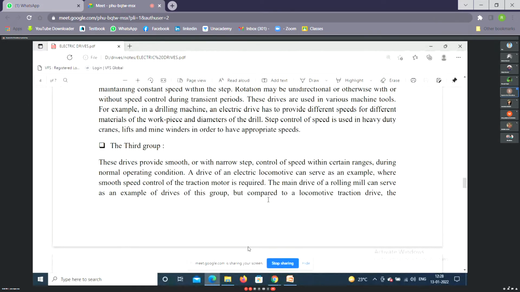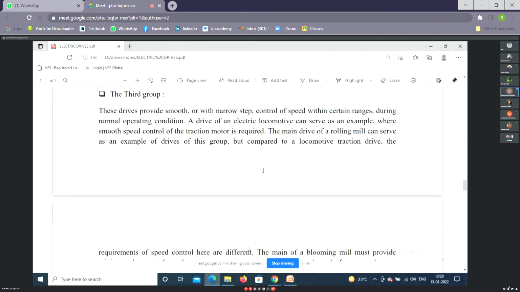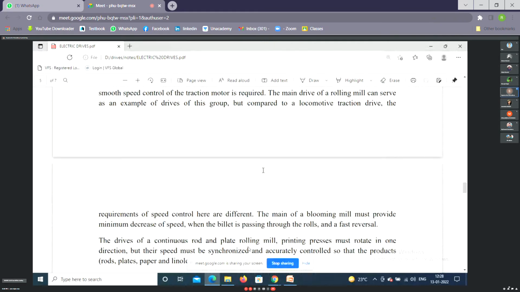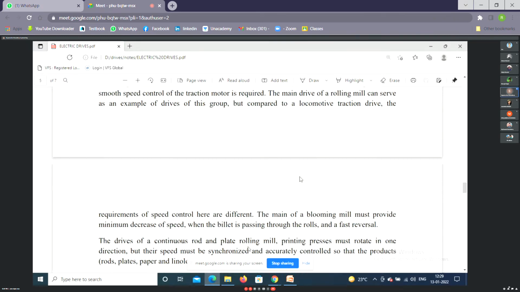The main drive of a rolling mill can serve as an example, but compared to the locomotive, the speed requirements are different. For a rolling mill, there is a front pass, then the back pass. So the speed of the front pass and the back pass are different, and for each pass, the job is becoming thinner. So the speed has to be adjusted accordingly.